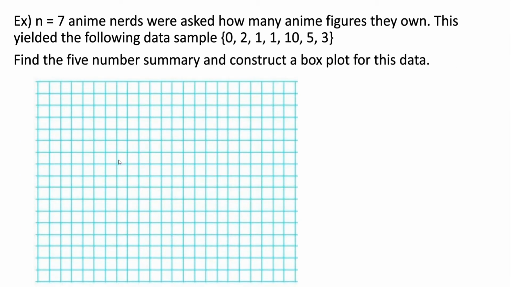Here's another example. Suppose n equals 7 anime nerds were asked how many anime figures they own. This yielded the following data sample. Find the 5-number summary and construct a box plot for this data. So to find our 5-number summary, we would have to first arrange these from lowest to highest. You could also find the 5-number summary from your calculator.